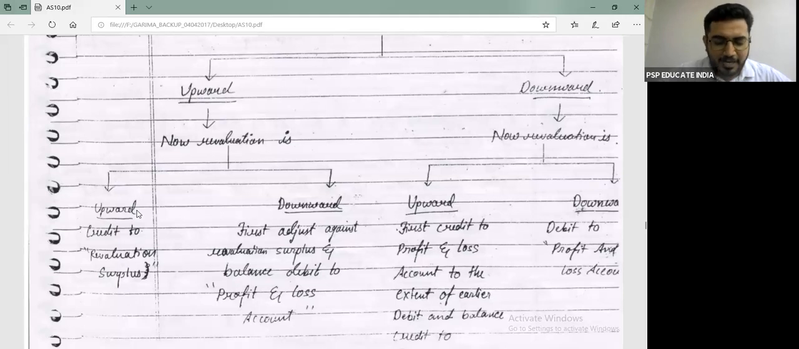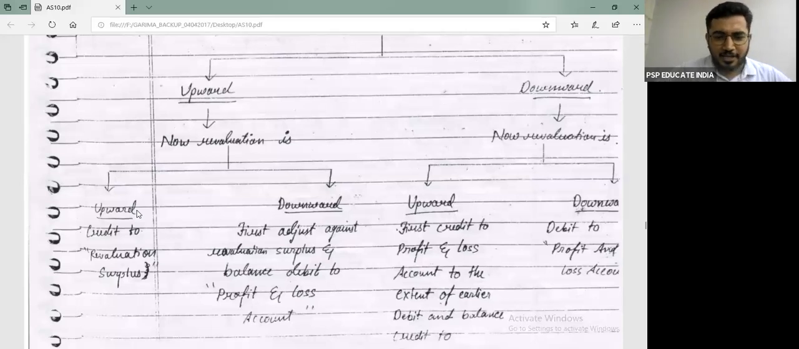Are you getting it? Again, I am repeating. Subsequent revaluation करना था. हमने सबसे पहले देखा पिछला revaluation क्या था? Upward था. इस बार revaluation क्या है? Upward. पिछली बार भी upward, इस बार भी upward. वही treatment follow करेंगे जो पिछली बार किया था. That is, we will credit revaluation surplus account.